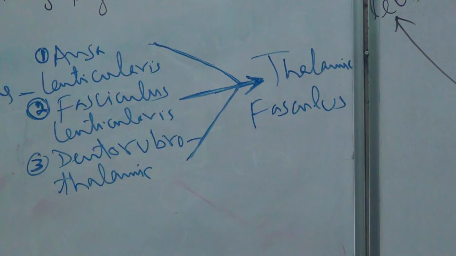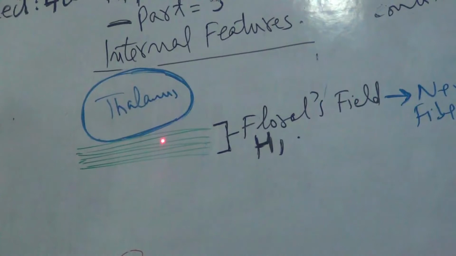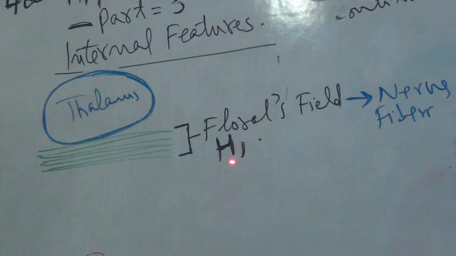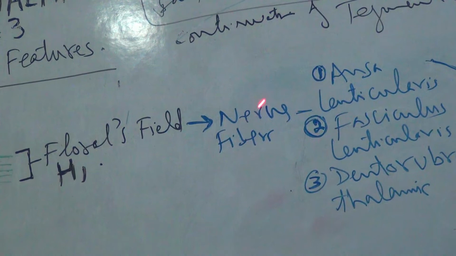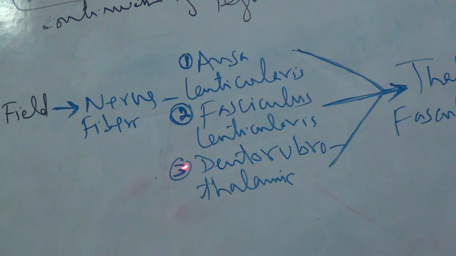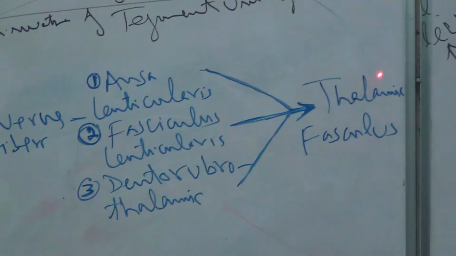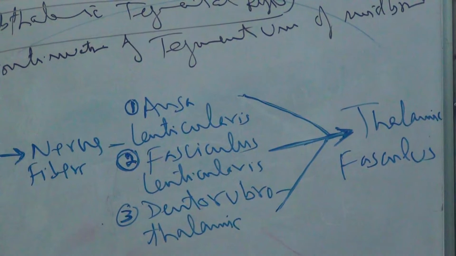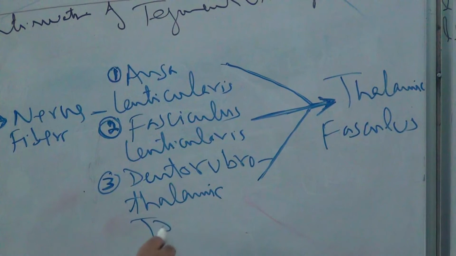So what is the structure of this layer of nerve fibers located below the thalamus? It is known as Forel's field H1. It comprises of nerve fibers only. And the nerve fibers belong to three tracts: ansa lenticularis, fasciculus lenticularis and dentorubrothalamic tract. These join together to form one common tract known as the thalamic fasciculus. This was Forel's field one.